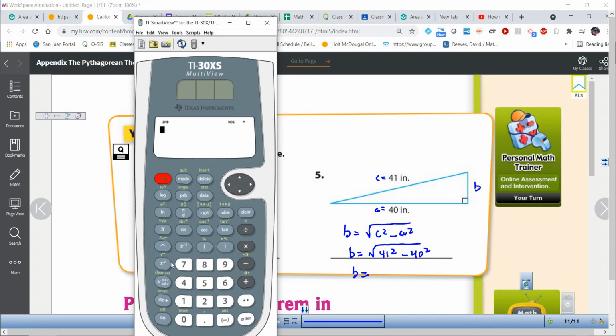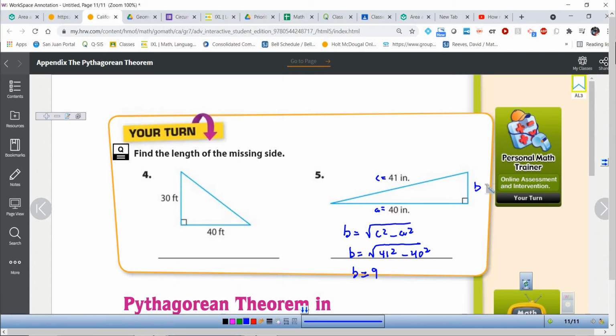So I'm going to start by doing second x squared to get my square root symbol. Then I'm going to go 41 squared, that was my hypotenuse squared, minus my a side squared, that leg squared. I'm going to go ahead and close off those parentheses, so I'm square rooting that. And when I do that, what do I get? I get b is equal to 9.